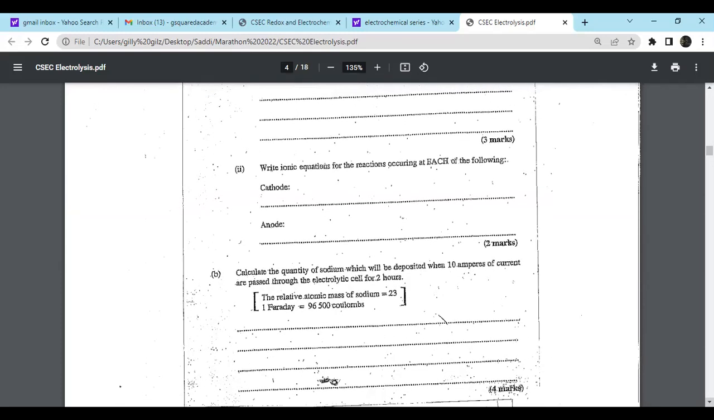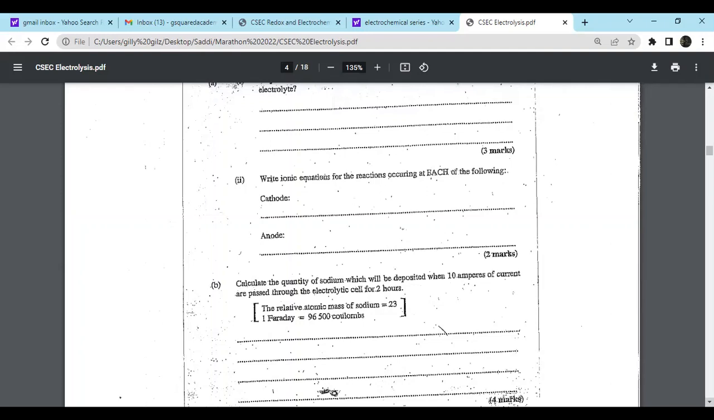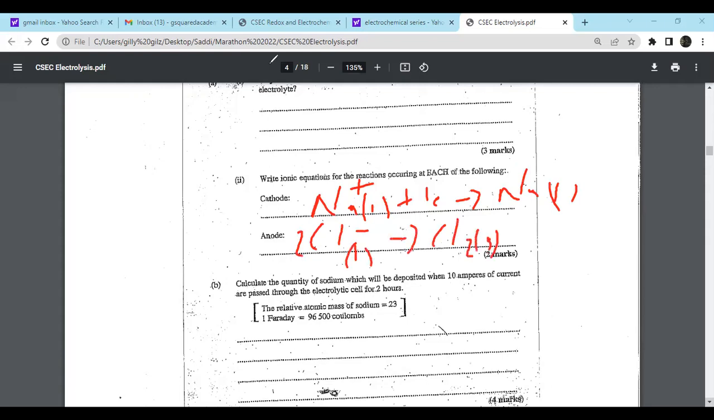Write ionic equations for reactions occurring at each electrode. Of course, sodium goes to the cathode and chlorine goes to the anode. So you have Na+, which is liquid, it's molten, plus 1 electron to give you sodium solid. Then you have chlorine, Cl minus, this is liquid, to produce Cl2 gas plus 2 electrons. Okay, and that's that.